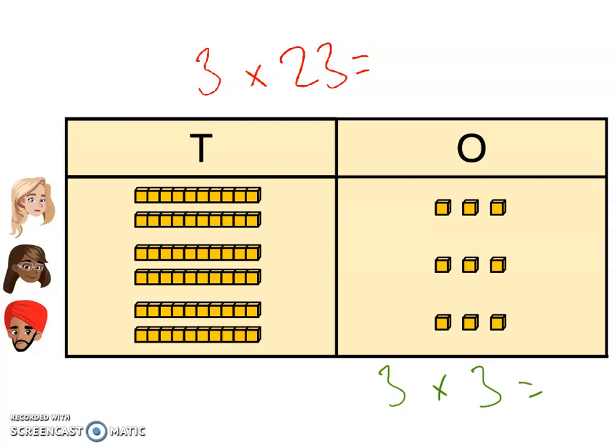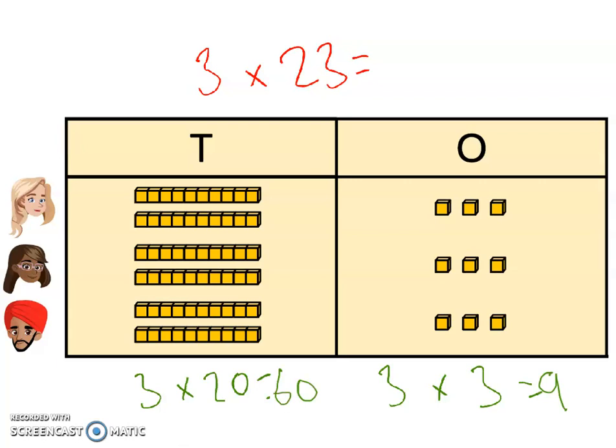And then I have, in this section, my 3 lots of 2 10s, or 20. So this allows me to use all those strategies I've looked at previously. So 3 times 3, nice and simply, gives me an answer of 9. 3 times 2 gives me an answer of 6. 3 times 2 10s gives me an answer of 6 10s. So 3 times 20 gives me an answer of 60.